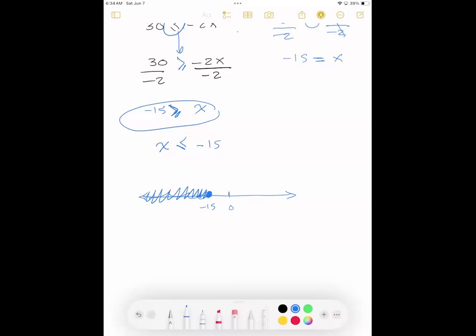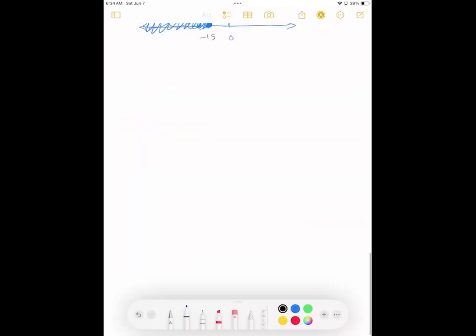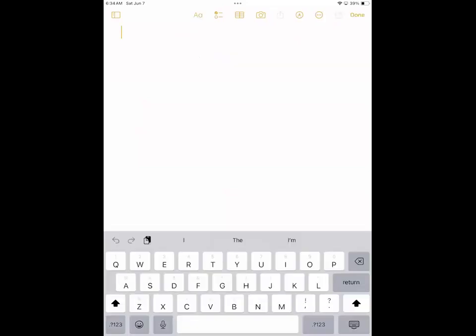So we want to solve a couple of equations that are not linear equations. One of them is this one.